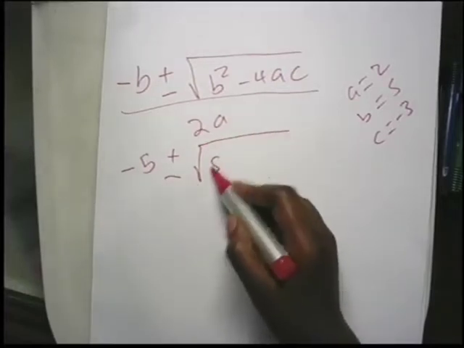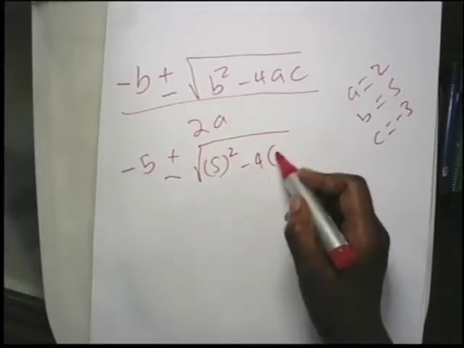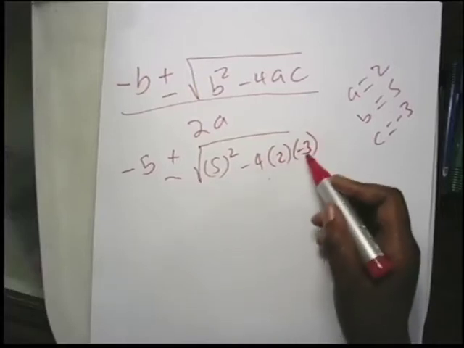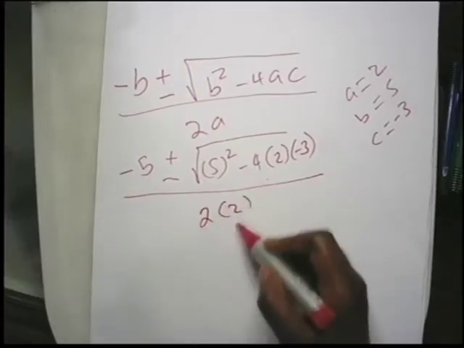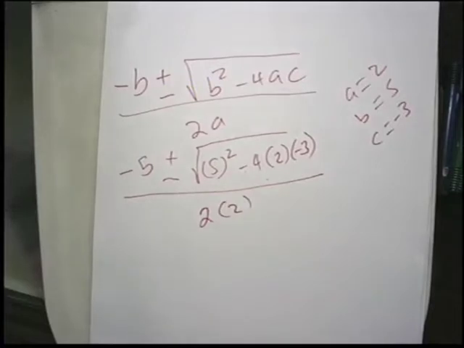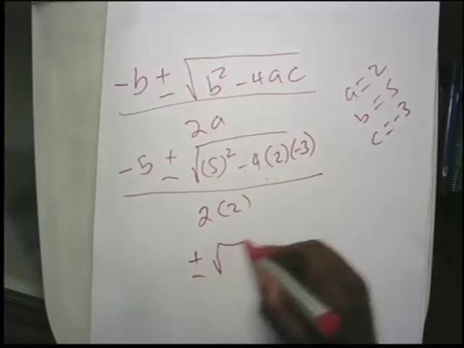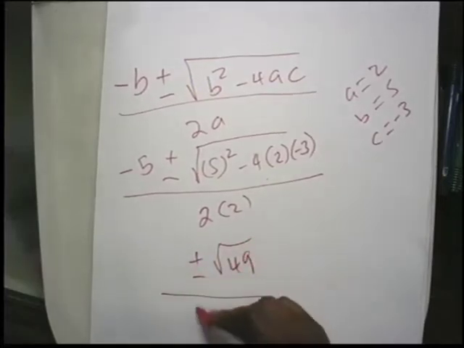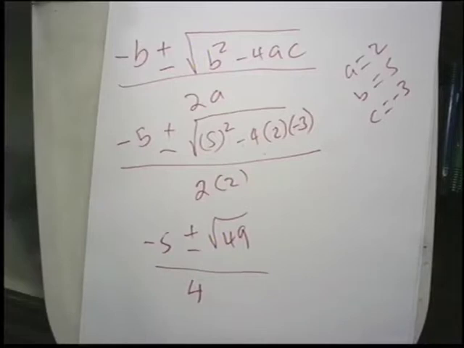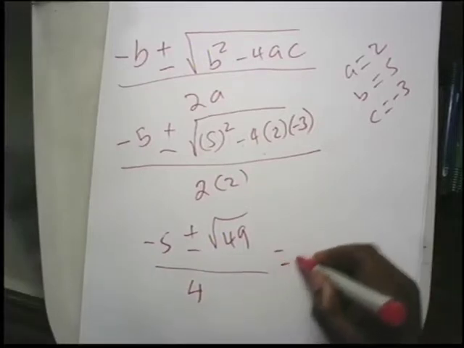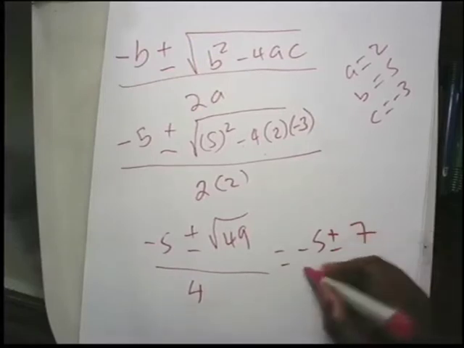Is 5 to the power of 2 minus 4. A is 2. C is minus 3. Now remember this minus 3 here, with that minus it will turn into a positive, but most of you make mistakes there. So what is in the square root is 5 squared minus 4 multiplied by 2 multiplied by negative 3. That will give us 49. So in the square root we have 49, and below there we have a 4, and we still have our minus 5 there. The square root of 49 is what? Is 7. So we'll have minus 5 plus or minus 7 divided by 4.